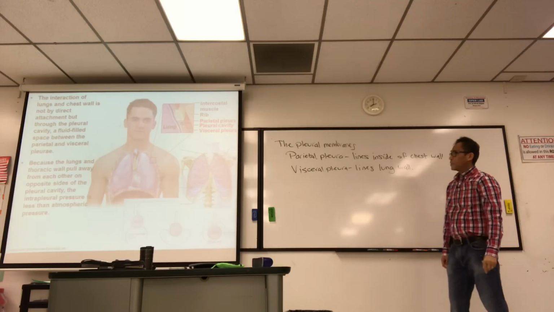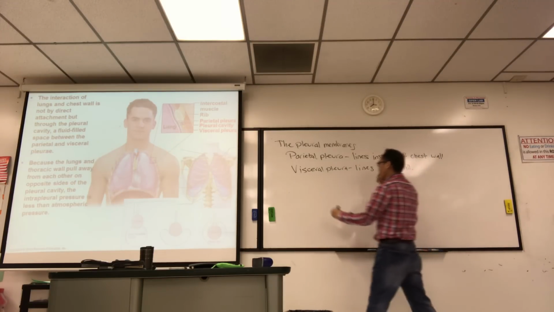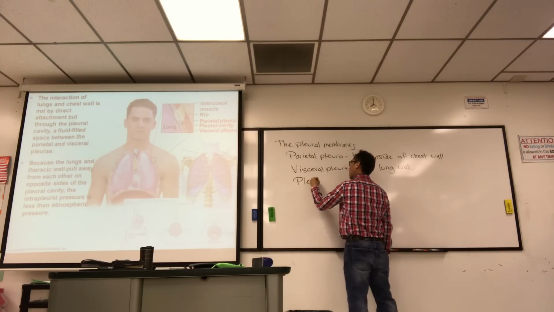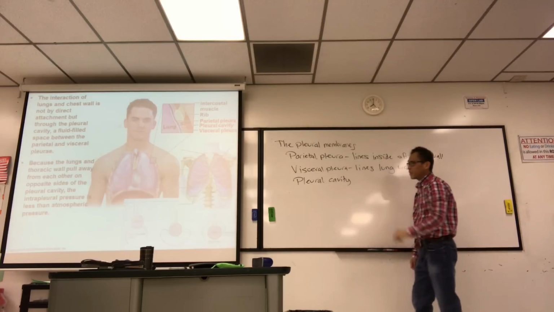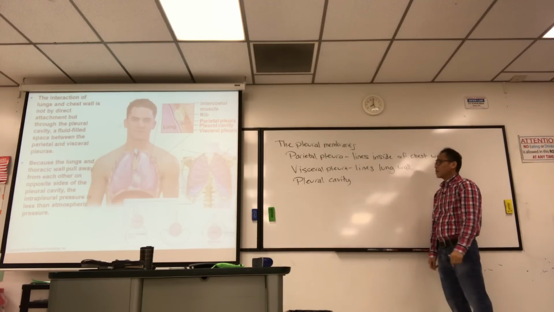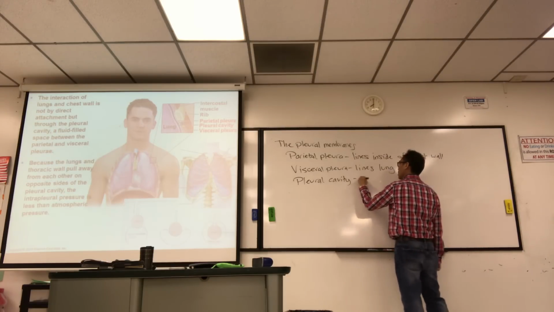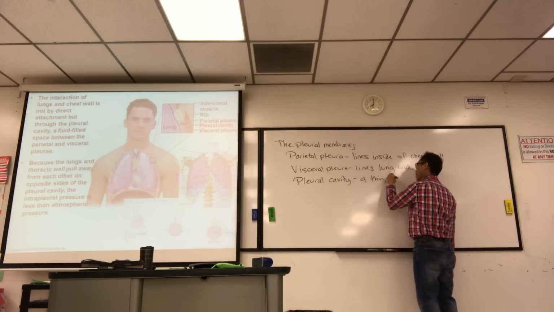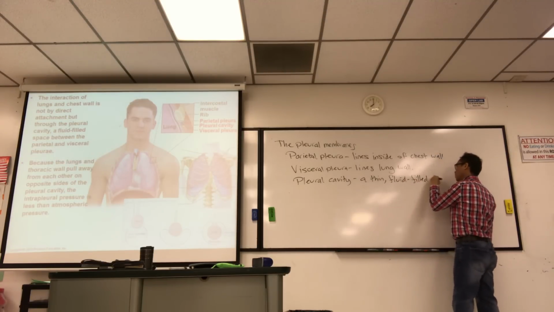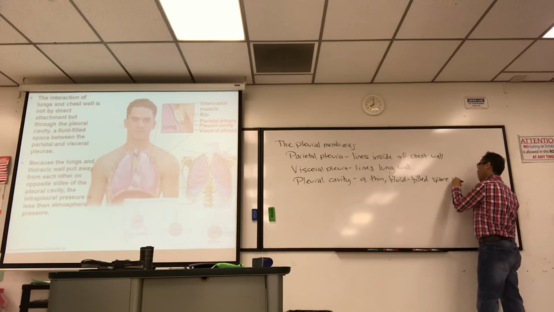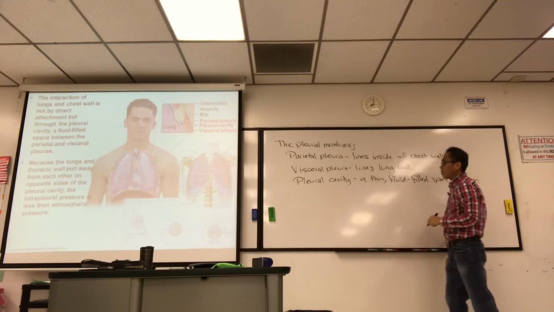And then there's a gap in between these two membranes. It's the pleural cavity. This cavity is a very thin, millimeter space between parietal and visceral pleura, and it's fluid filled. A thin, fluid-filled space between parietal and visceral pleura.